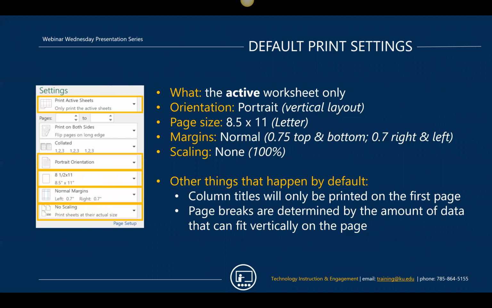If you have multiple pages of content that you're printing, they will be determined by how much data can fit vertically on your page. So we'll talk about that and why sometimes that's not the best default setting, and we'll talk about how to fix that. So those are the default print settings, like I said, if you change nothing in your file and you go to File, Print.